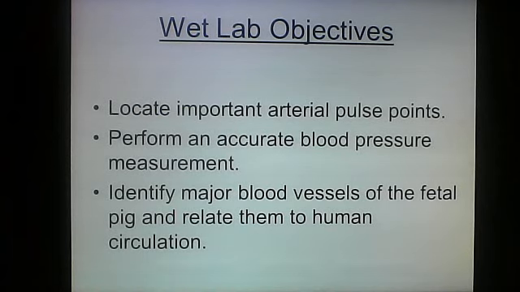These are your objectives. First, you will locate important arterial pulse points. Then you will perform an accurate blood pressure measurement. And lastly, you will identify major blood vessels of the fetal pig and relate them to human circulation.